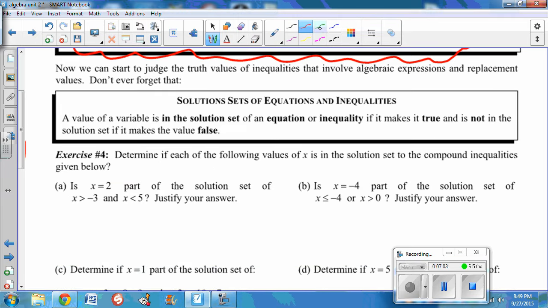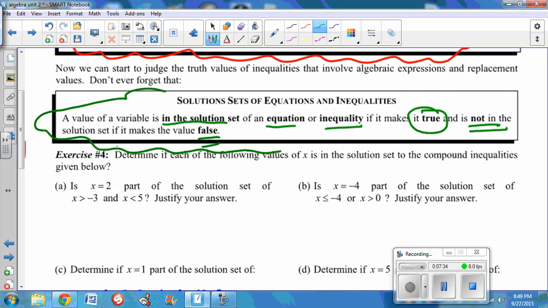So as we continue, we need to address the idea of solution sets of equations and inequalities because they determine the truth value of that equation or inequality. So it says a value of a variable is in the solution set of an equation or inequality if it makes it true and is not in the solution set if it makes it false. So that's where we bring that truth value into our inequalities or equations.